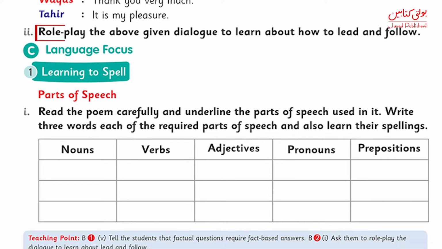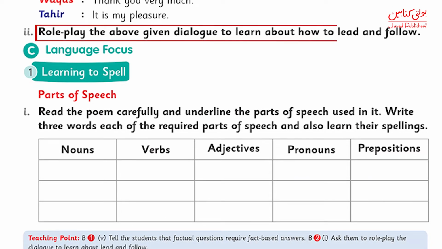You have been asked to role play the above dialogue to learn about how to lead and follow. This can be easily done with the students, dear teachers, and we have been doing this practice in these classes.